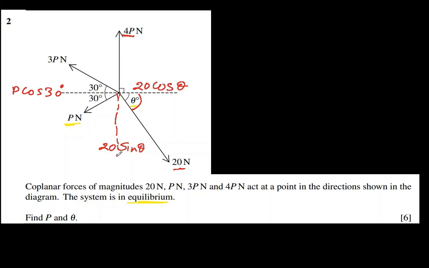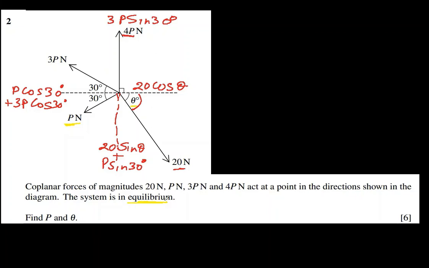And in this direction it will be P sine 30. Okay, what about 3P? 3P is in this direction, it will be cos again, so it will be plus 3P cos 30 again. And upwards it will be 3P sine 30. Okay, so all of them are in terms of components now.